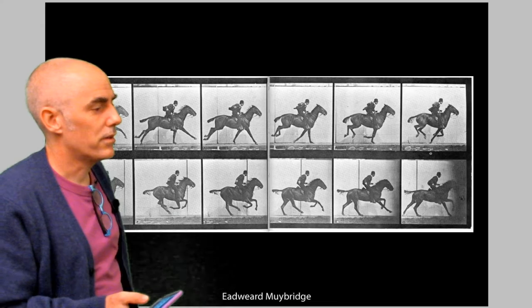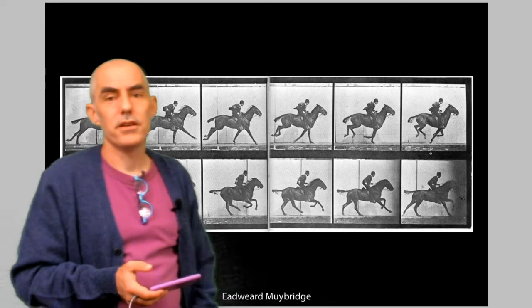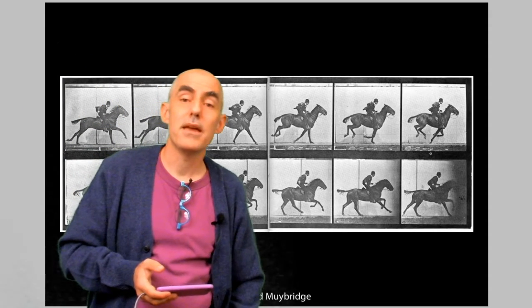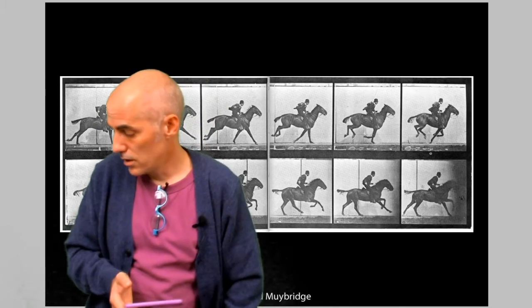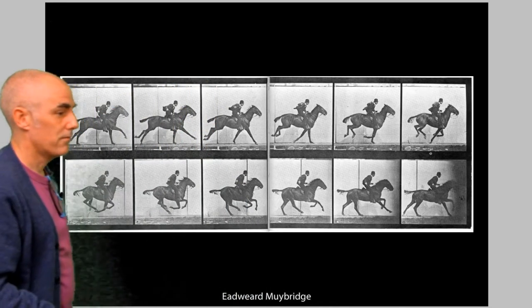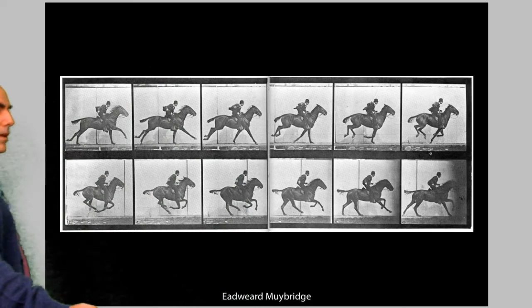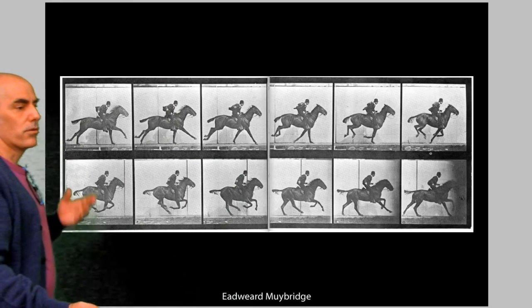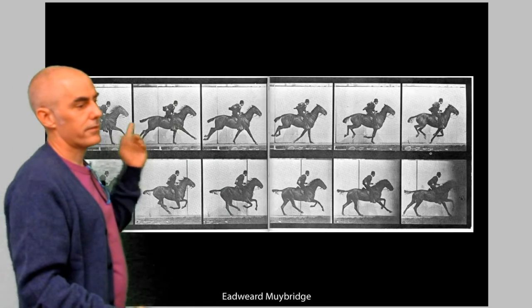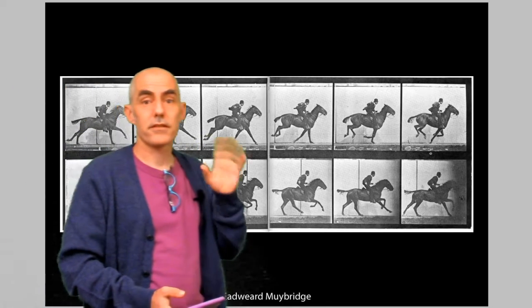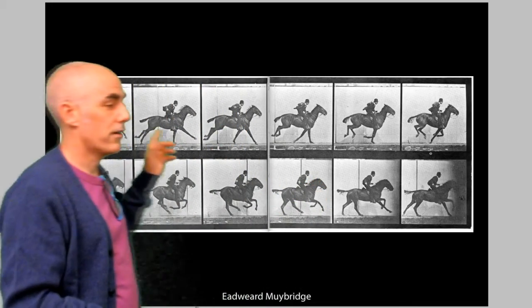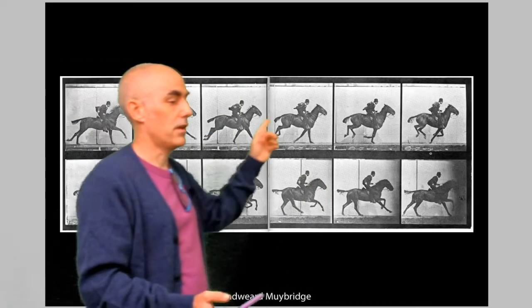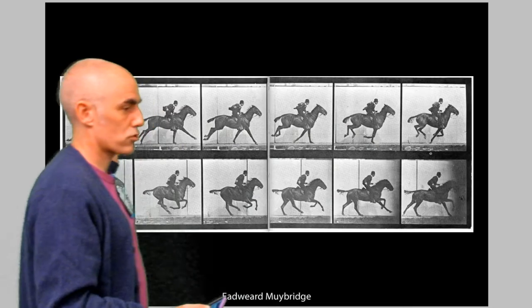So Edward Muybridge is showing us one of the three main strategies for depicting motion in photography. That is a series of images with a slight change between them. So here we have what we understand immediately as a galloping horse, right?